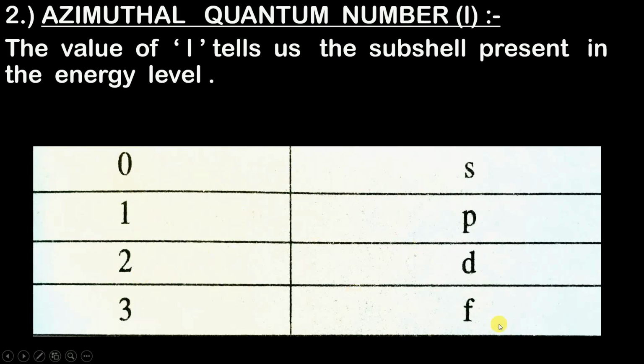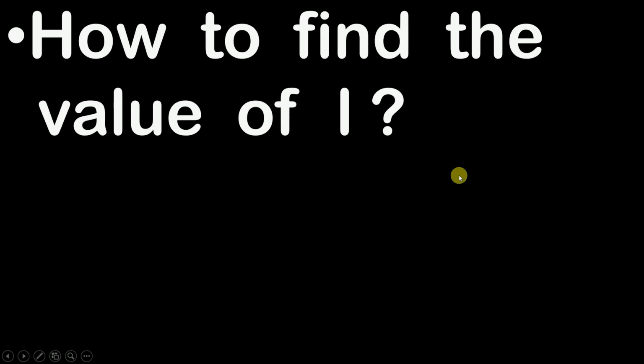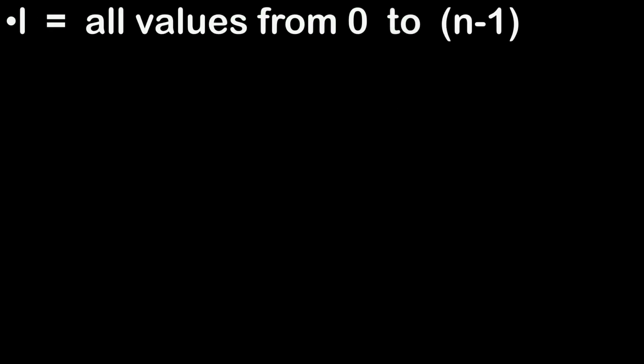Okay. Now moving ahead, you might be wondering how to find the value of L. You need to find the value of L, then only you can find out which subshell is present in which energy level. See, finding the value of L is simple. L is nothing but all values from 0 to n minus 1. I know you might not have understood this. Let's understand with the help of an example.